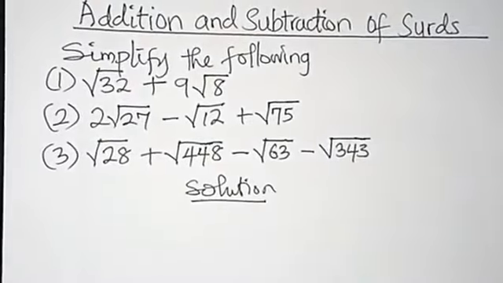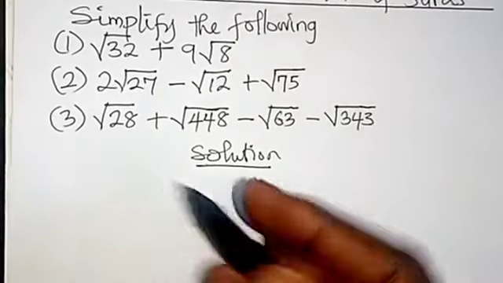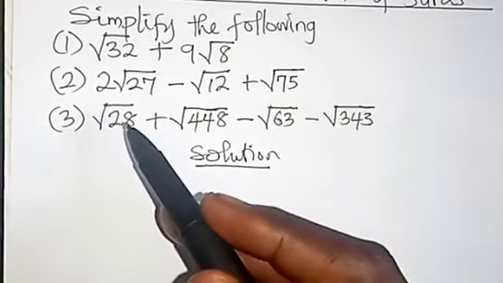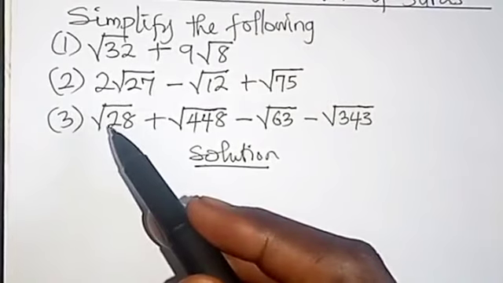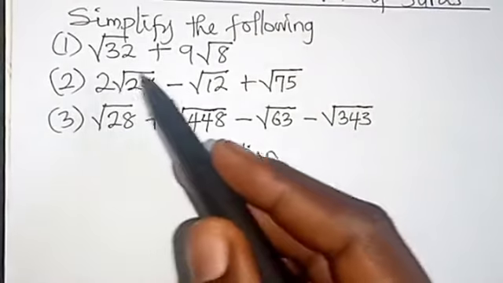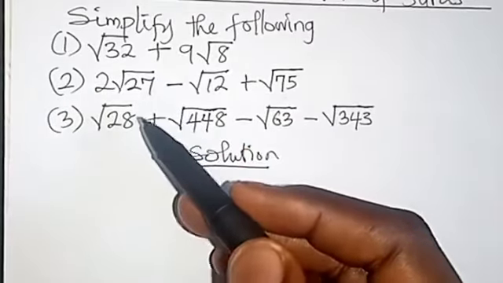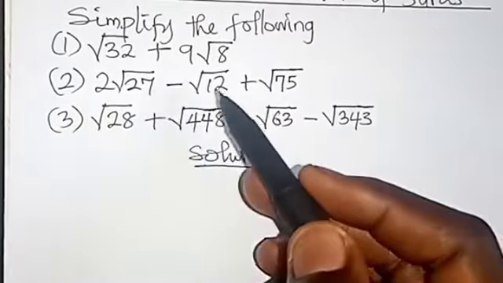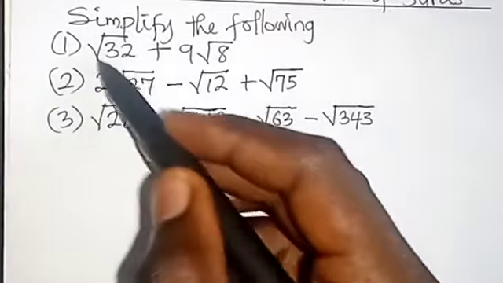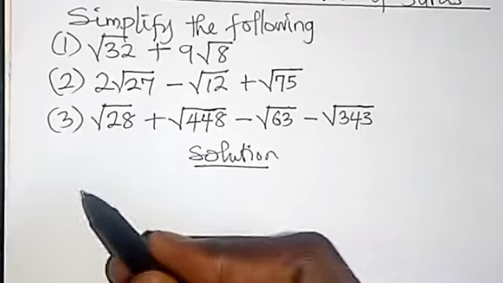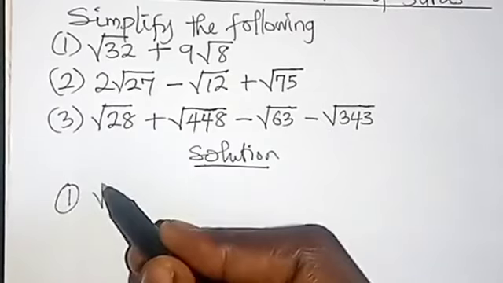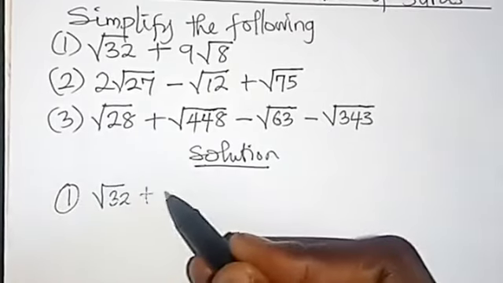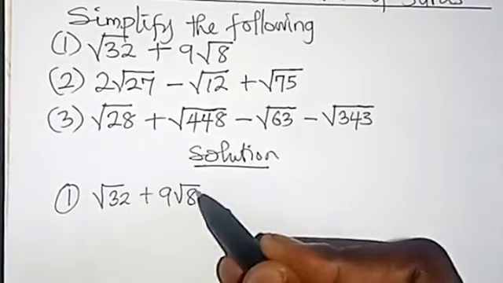We are going to apply what we have learned from the previous episode, where we looked into simplification of surds. So we are going to apply simplification of surds to this. The first one, we have root 32 plus 9 root 8.